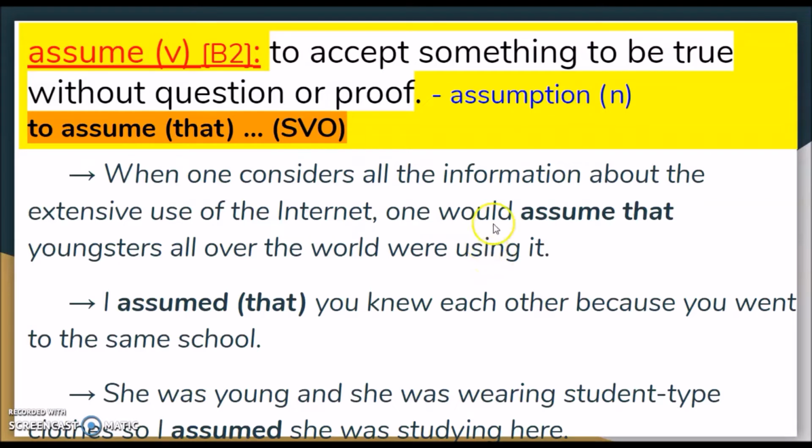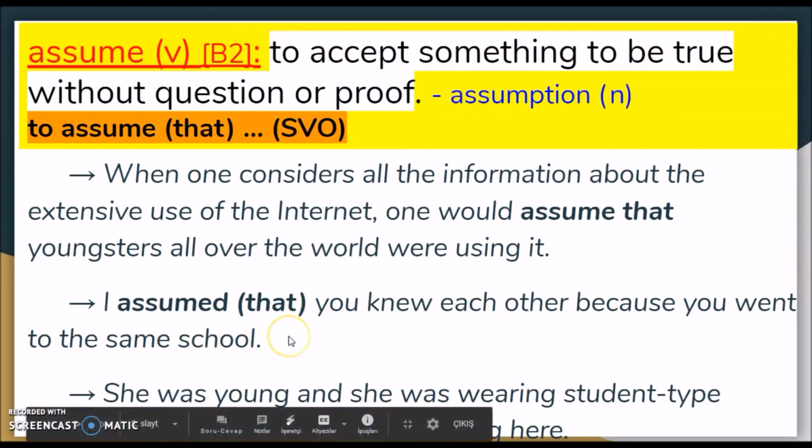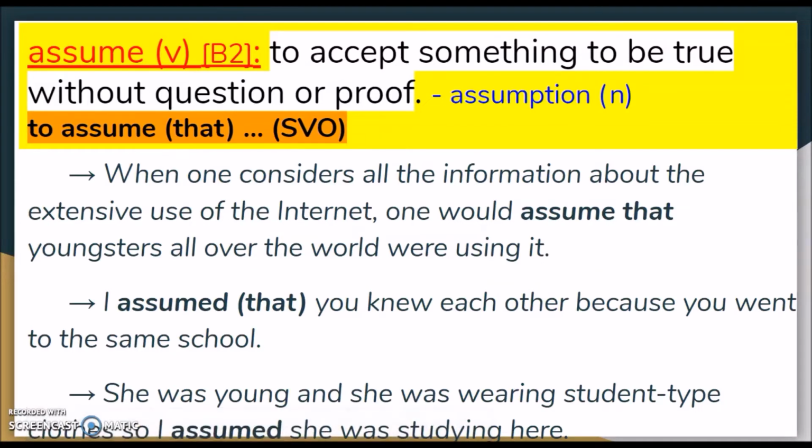So, assume that, accept youngsters all over the world were using it as true without question, and they don't have any proof. Okay? So I assume that you knew each other because you went to the same school. So I accept it as true, and I didn't question, or I have no proof about that. But it's just an assumption, right?